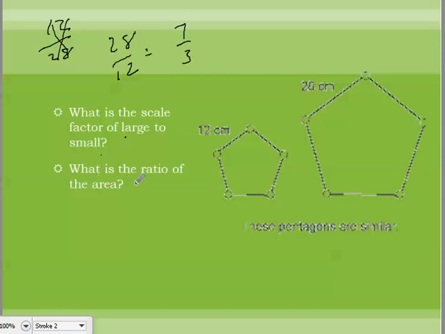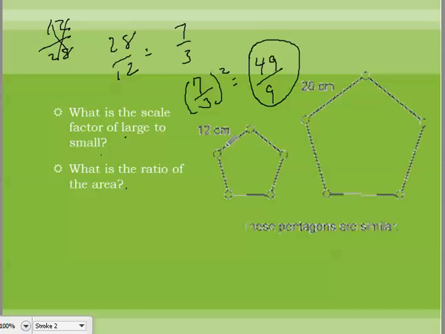So they're asking me, what's the ratio of the area? They're not asking what the area is. They're asking what the ratio of the area is. Well, what I'm going to do is take 7 over 3, which is the scale factor, and I'm going to square it. And I'm going to get 49 over 9. That's the way I would set that up and the way I would find that scale factor of the areas. Large to small.